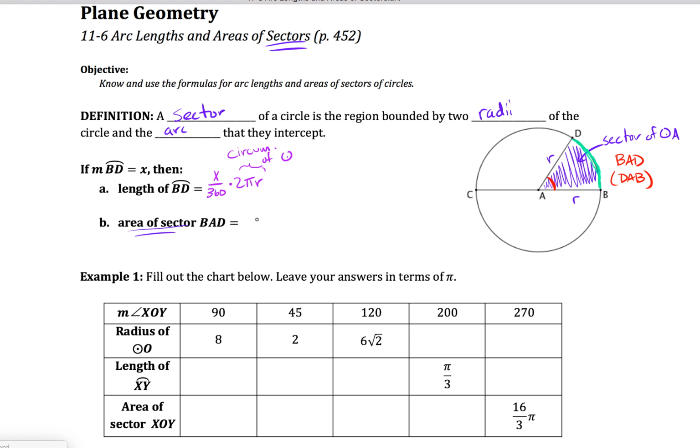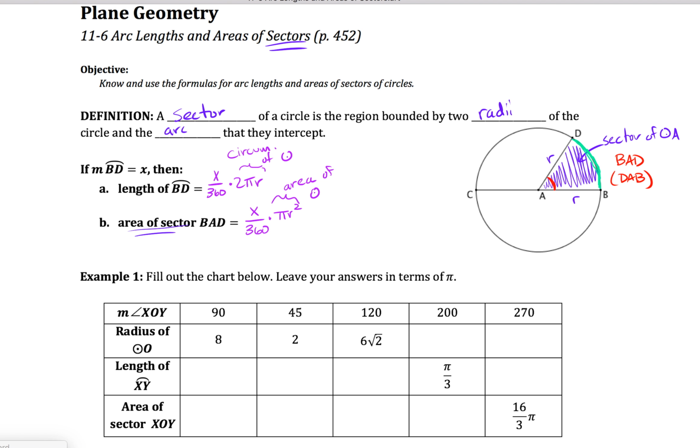Now when we're doing the area of a sector, it's a similar idea. We're going to take the arc measure over 360, and multiply that times pi r squared, which of course is the formula for the area of the circle. So the same idea: what portion of a full circle does the arc represent, and we take that fraction and multiply it times the area of the full circle. So if it's a 180-degree arc, then 180 over 360 would be 1/2 of the full area of the circle. So that's the basic idea here.